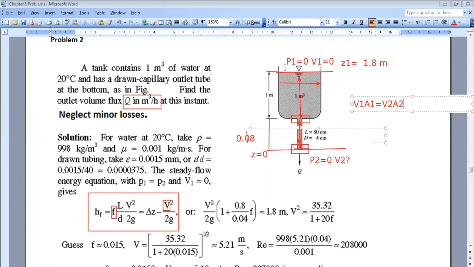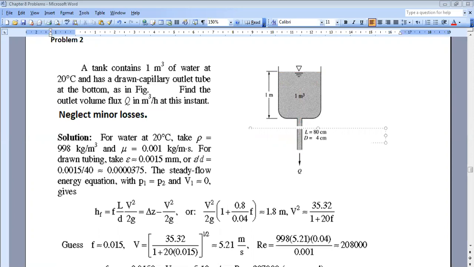Okay, so now we got a relation. We can find the diameter above. Here it may not be known whether above it's a rectangular shape or a circular shape. Anyway, if it's a circular shape, yes, you can find the diameter and do the corresponding calculation.